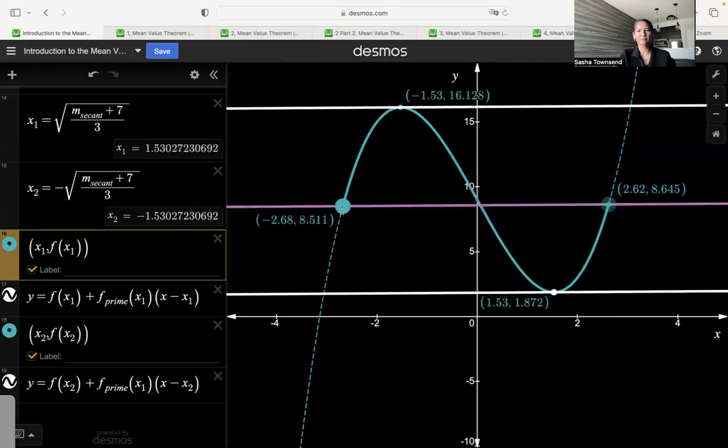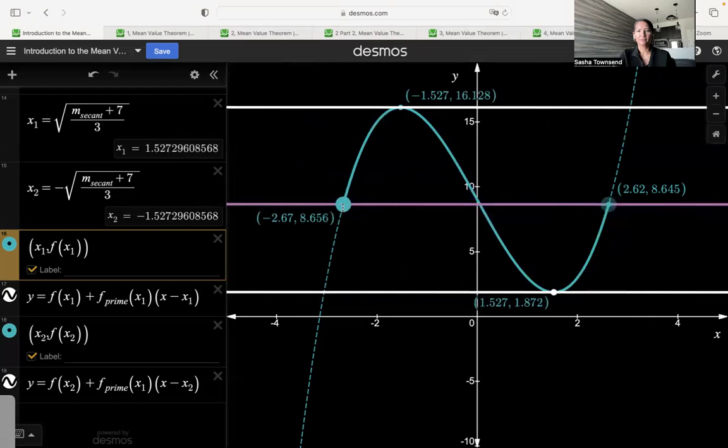Look, there's Rolle's theorem. Well, approximately. I was trying to get the y values the same. This is 8.656, and that's 8.6545. So it's very, very close. But Rolle's theorem just says that there's at least one x value where the slope of the tangent line is equal to the slope of the secant line. And the change in y for the slope of the secant line is 0 for Rolle's theorem.